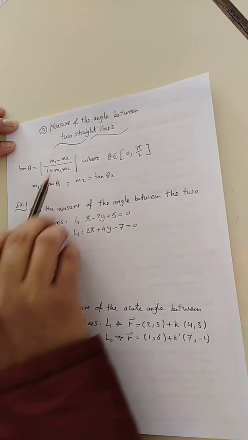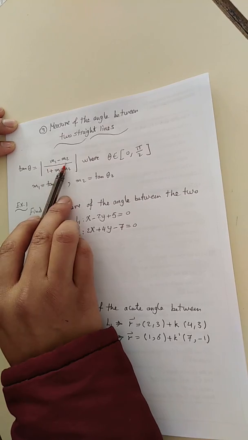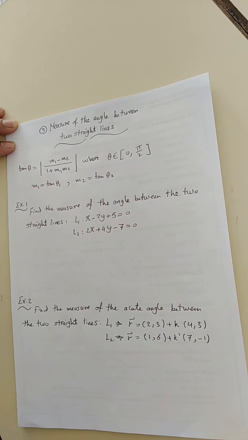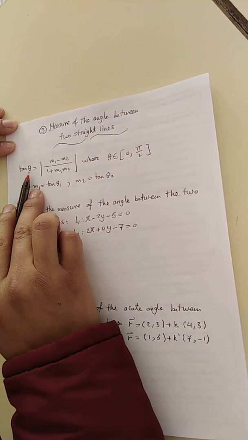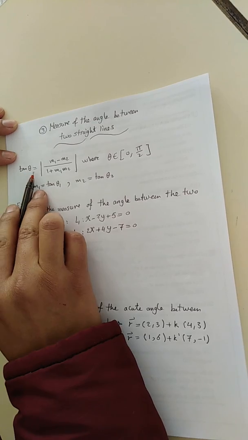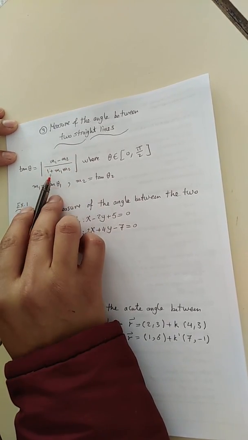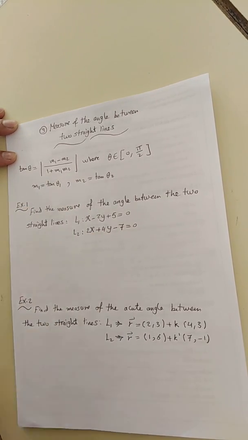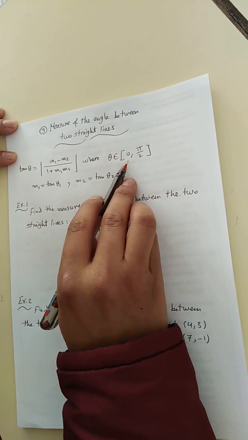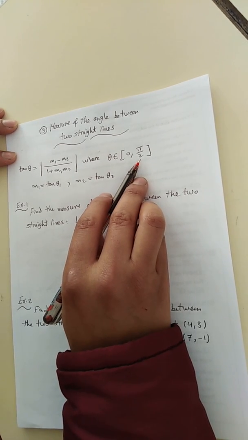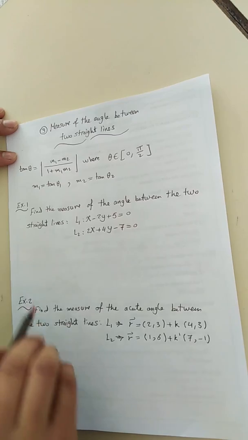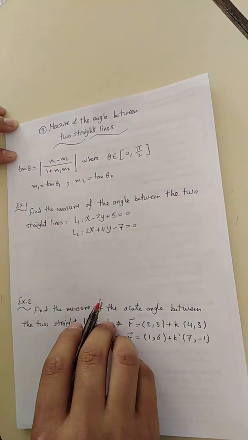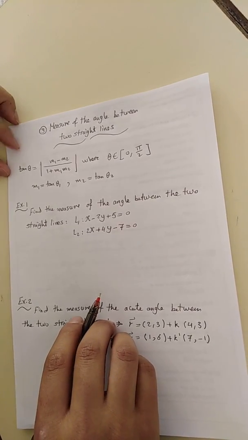Our lesson today is number 3, measuring the angle between two straight lines. If we know that the slopes of the two straight lines are M1 and M2, and the angle between them is theta, then tan theta equals the absolute value of the fraction M1 minus M2 over 1 plus M1 times M2, where theta must be between 0 and pi over 2. That means it lies in the first quadrant, so theta is an acute angle.